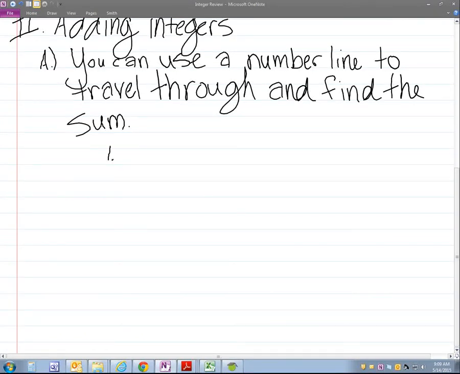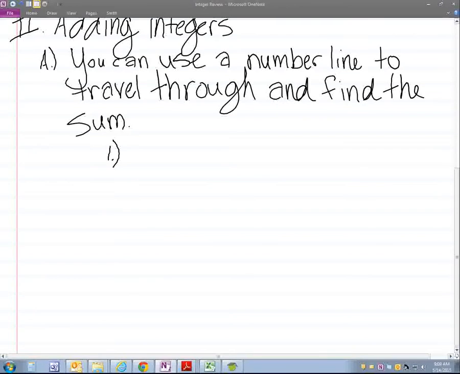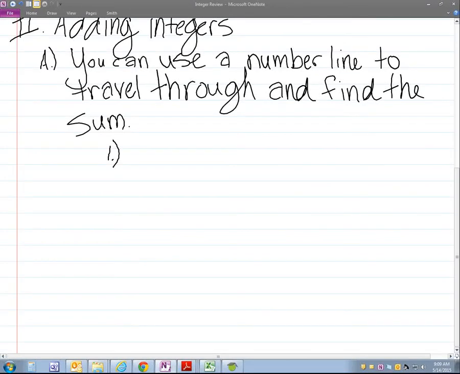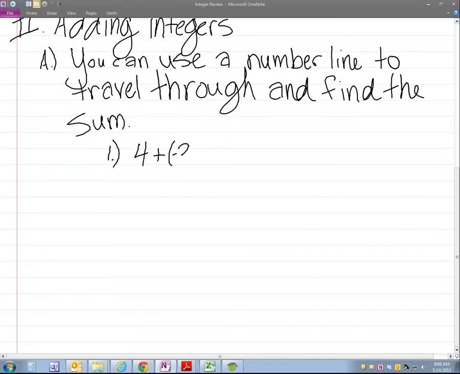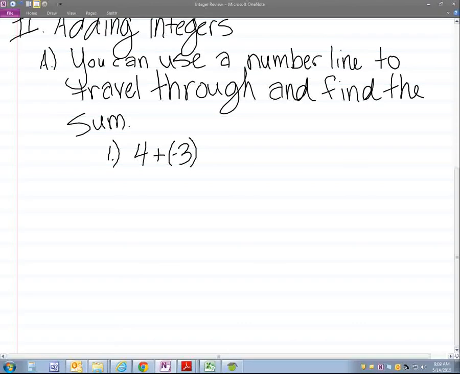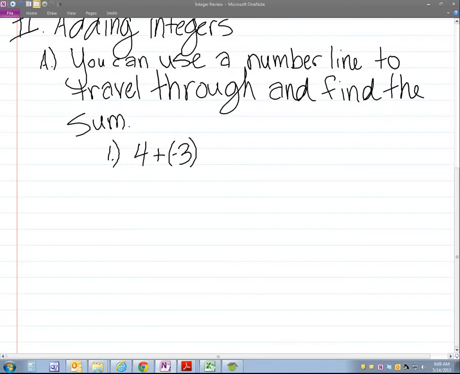So this will be number 1. All right, someone give me a number less than 10, greater than negative 10. What's one number? 4. Okay, can someone give me a negative number that is less than 0, greater than negative 10? Okay, Paul? I want you to write it like that. It's going to be plus a negative. Make sure you put the negatives in parentheses, please.